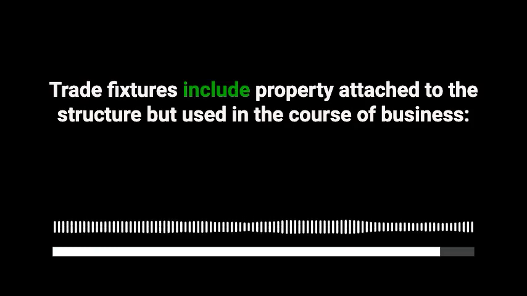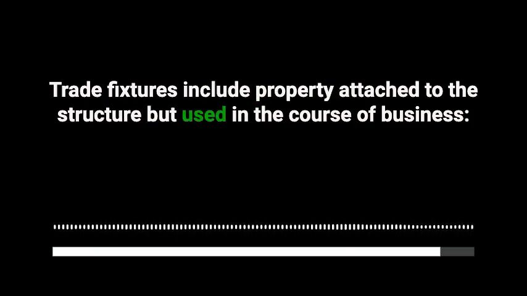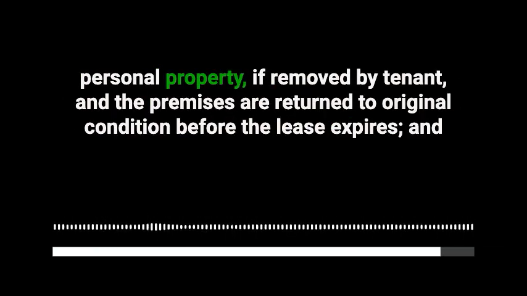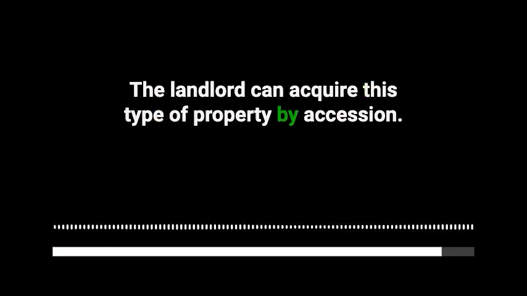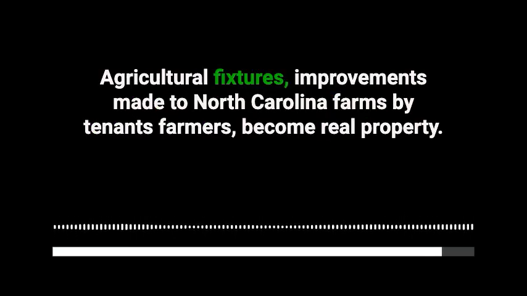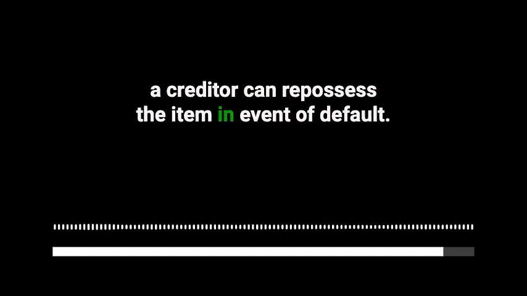Trade fixtures include property attached to the structure but used in the course of business. Personal property if removed by the tenant and the premises are returned to original condition before the lease expires, and real property if left behind by the tenant. A landlord can acquire this type of property by accession. Agricultural fixtures, improvements made to North Carolina farms by tenant farmers, become real property. Per the Uniform Commercial Code, an item bought on credit remains personal property until paid for, and a creditor can repossess the item in event of default.